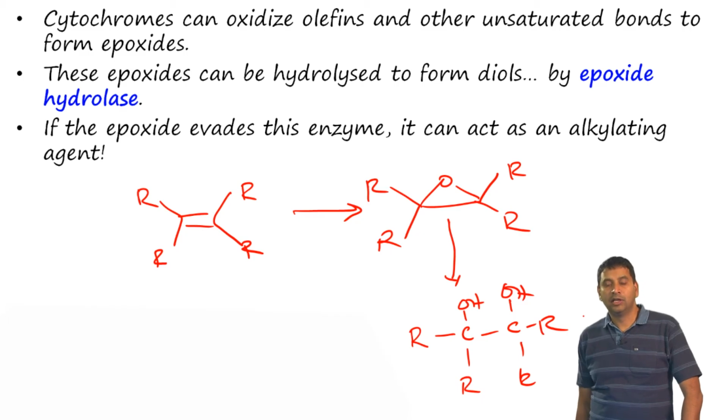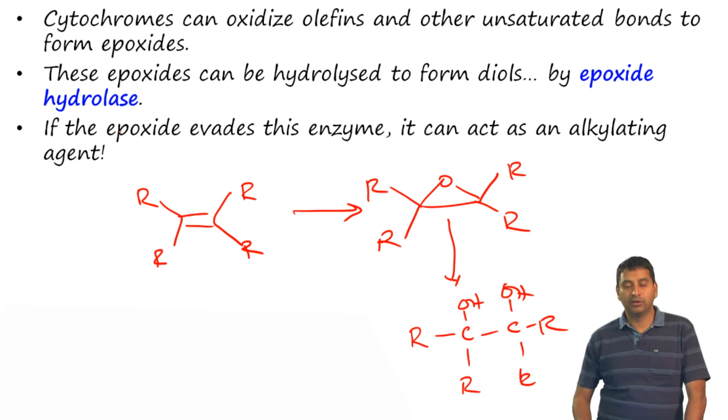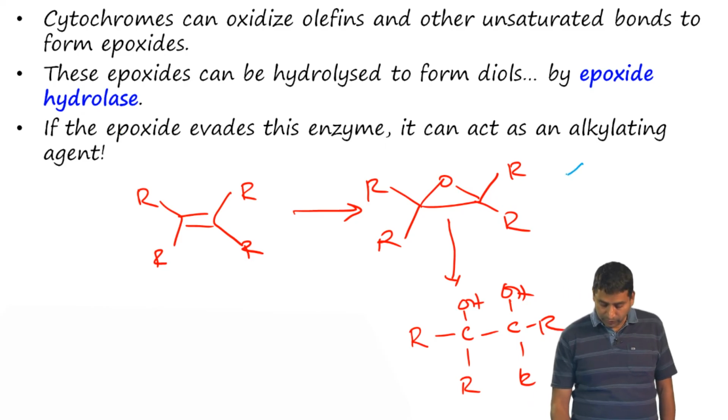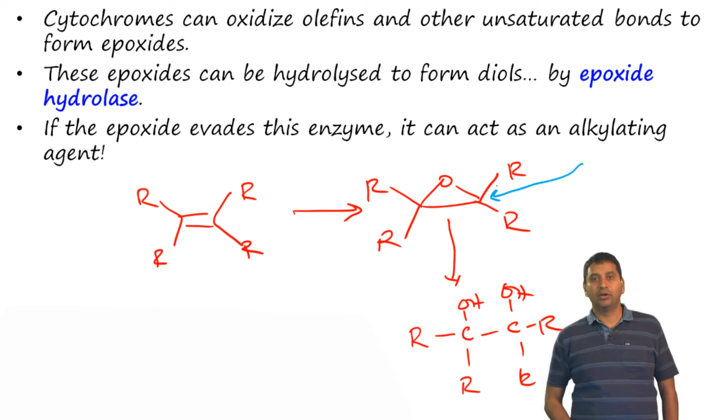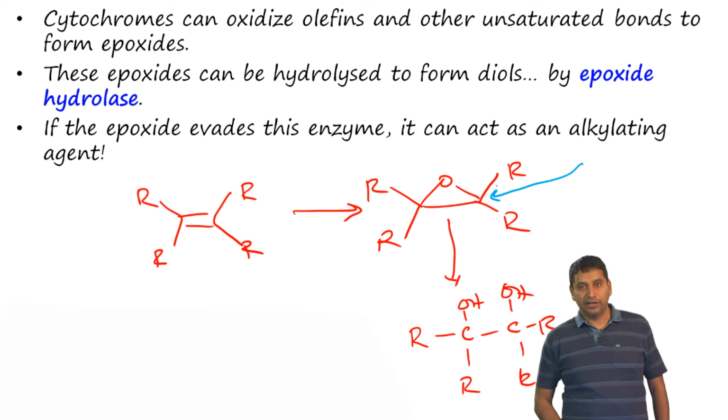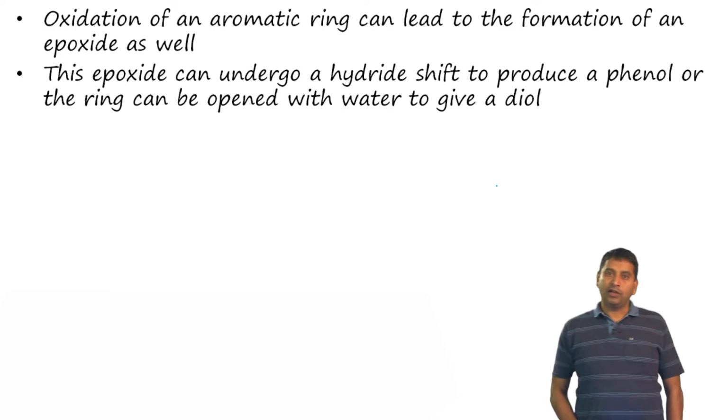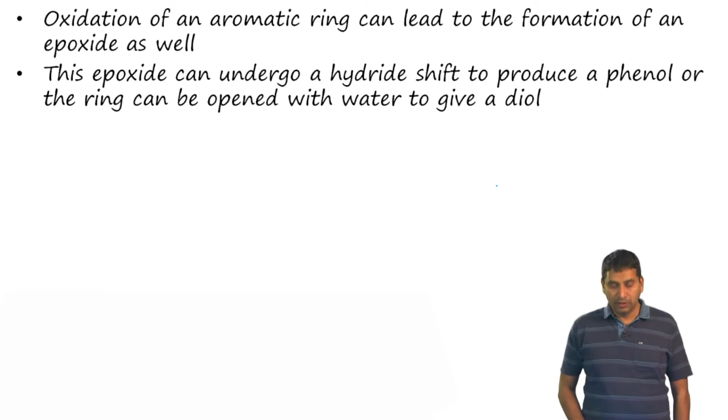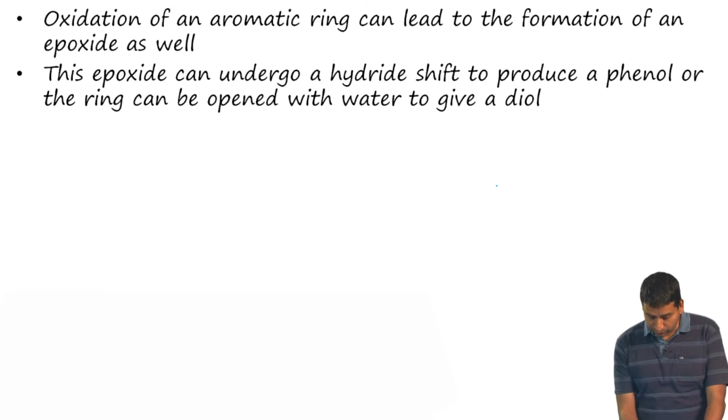a diol. But if the epoxide evades this enzyme, right. So, that means if the reaction does not happen quickly enough, then this center is a very good center for attack by a nucleophile. So, what can happen is that this ends up into an alkylating agent. Oxidation of aromatic rings can also happen, and so you have a couple of possibilities here. So, let us draw out a benzene ring.